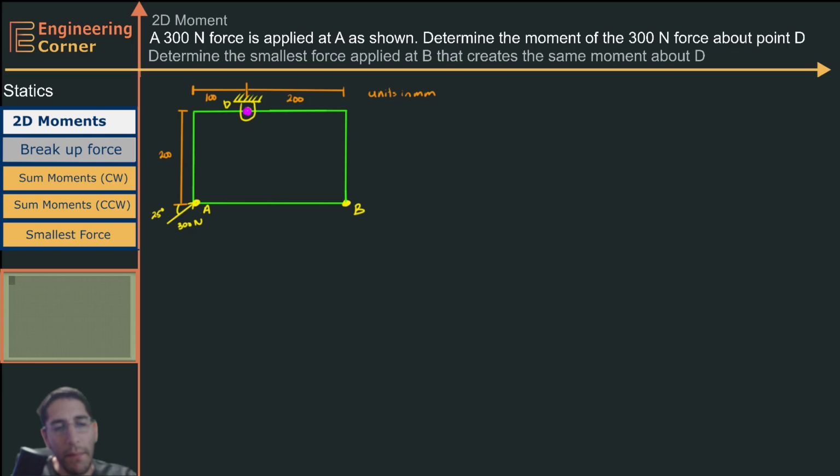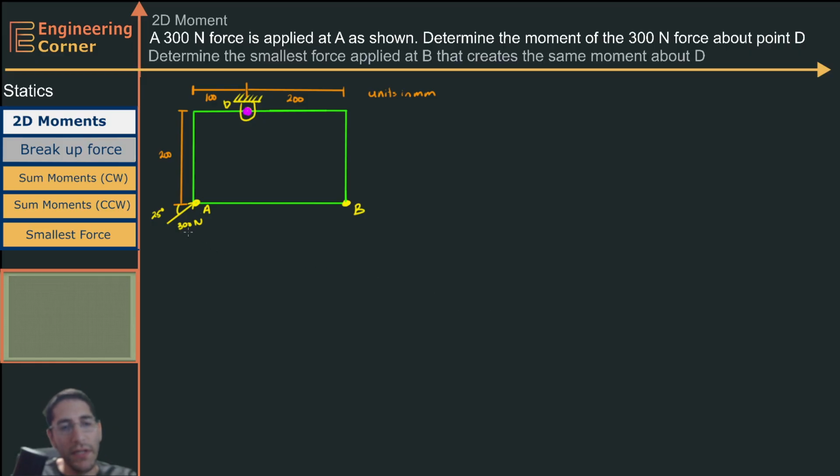In this example, I apply a 300 Newton force at point A at a 25-degree angle from the horizontal, and I want to figure out the moment that this 300 Newton force produces about point D, which is all the way up here. I also want to figure out what the minimum force I can apply at B is that will produce the same moment about point D that this 300 Newton force produces.